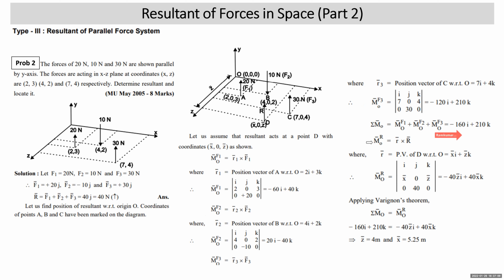Then the moment of the resultant about O is R bar cross R bar. What is R bar? The position vector of the point D with respect to O, so X bar i plus 0j plus Z bar k. So we'll find the moment of the resultant about O, the determinant of i j k, X bar 0 Z bar, 0 40 0. Now applying the Varignon theorem, sigma MO bar we write on the left side, and the moment of the resultant about O on the right side. Equating the i and k coefficients, you get Z bar and X bar. This way you get the coordinates of the point where the resultant is acting.